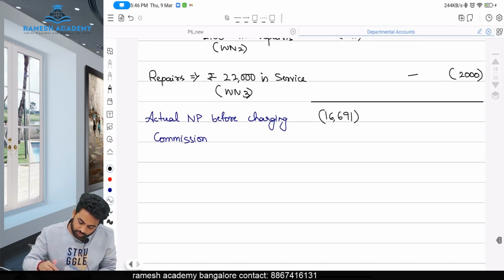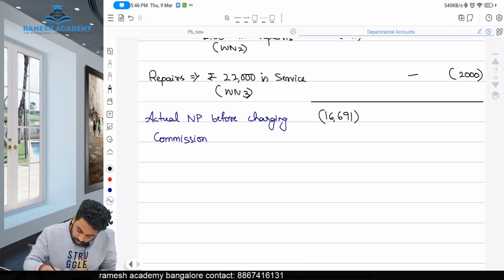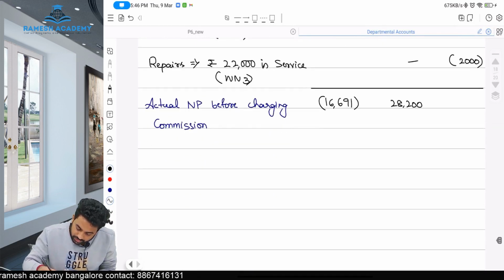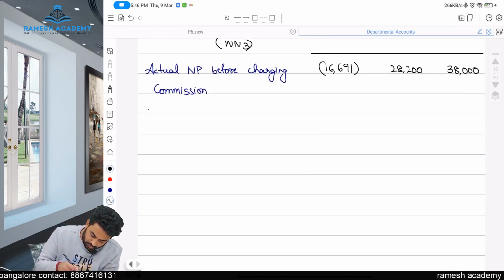This will become how much? 28,200 will be 28,200 only. 40,000 minus 2,000 will become 38,000. Now minus commission.